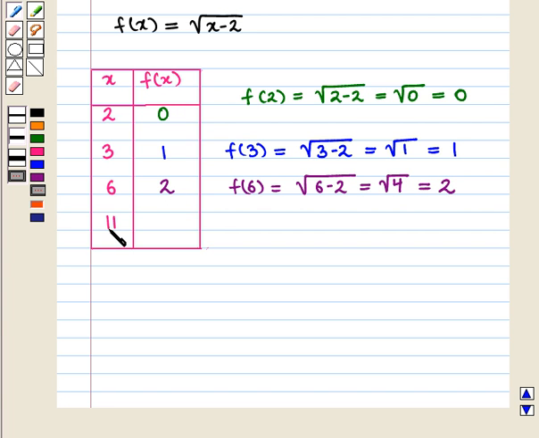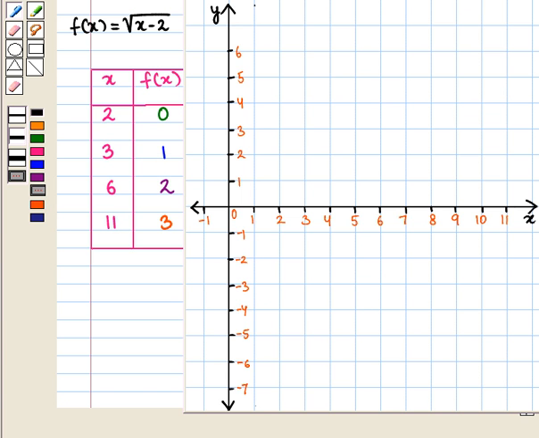Similarly, for x is equal to 11, f of 11 will be equal to square root of 11 minus 2, that is square root of 9, which is equal to 3. So for x is equal to 11, f of x is equal to 3. Now let us draw its graph. Here we have taken the x values along the horizontal axis and the values of f of x along the vertical axis. Now this is the graph of the function f of x is equal to square root of x minus 2.